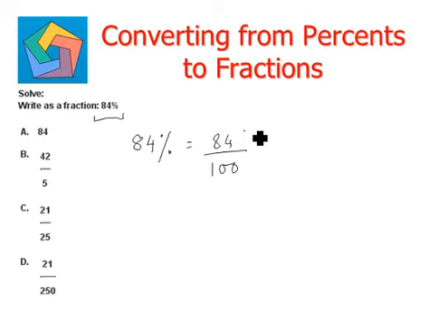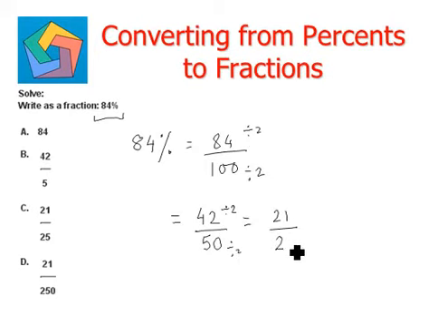Now we see that both are even numbers, can be divided by 2. So when we reduce this, we get 42 divided by 50. Here again, they both are even, can be divided by 2. So when both are divided by 2, we get 21 over 25. Now we see that this fraction cannot be reduced further, so we leave it here as it is, and this forms the final answer. This matches option C, which is the correct one.